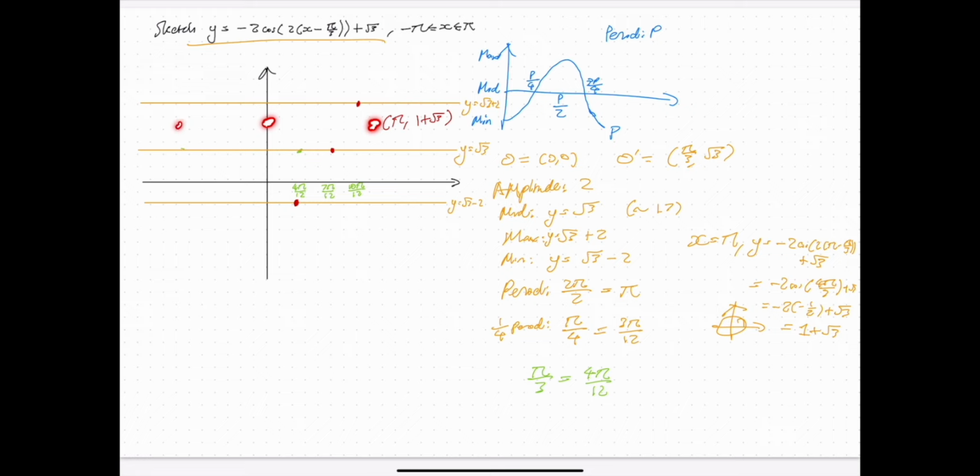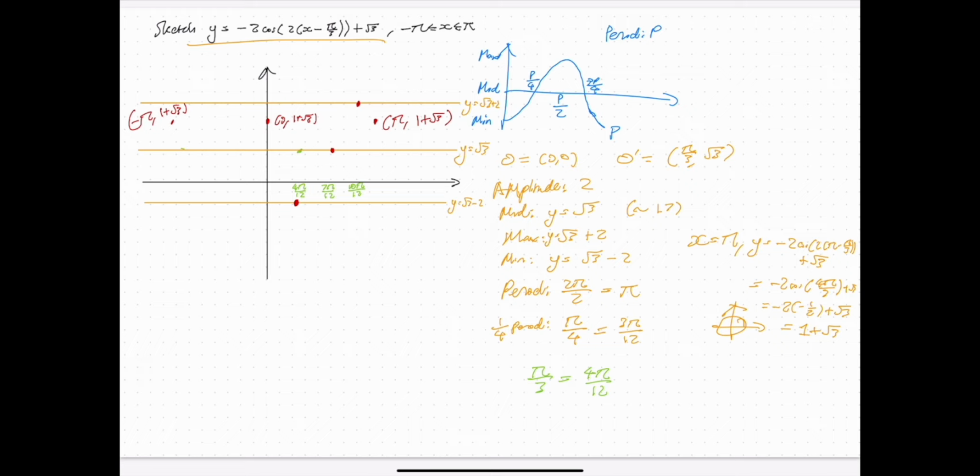And then at minus pi, it's going to be at 1 plus root 3. That's just a trick that we could do if we wanted to, and it just happens because this period is pi. So I might do that just to save myself some time for substitution. So we'll do that: 0, 1 plus root 3, and then minus pi, 1 plus root 3.